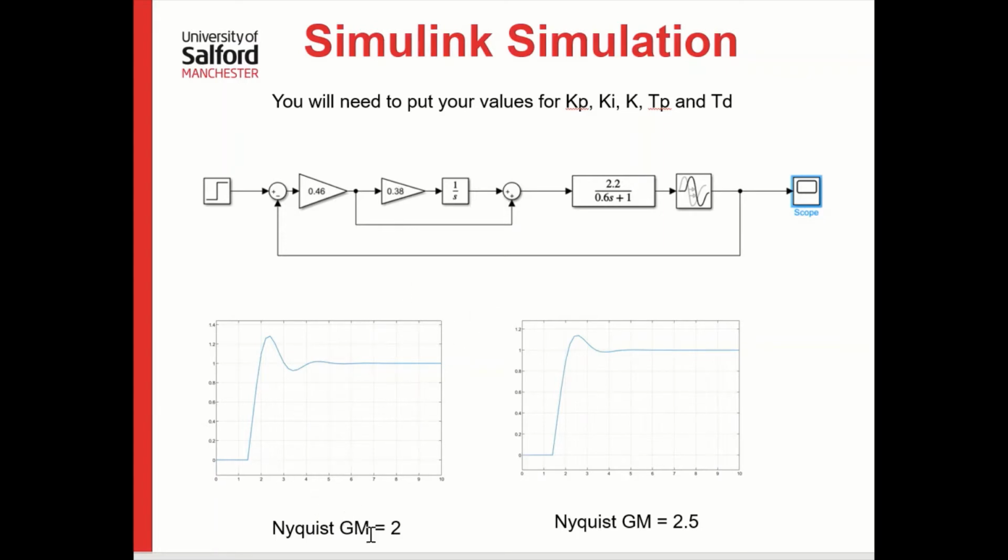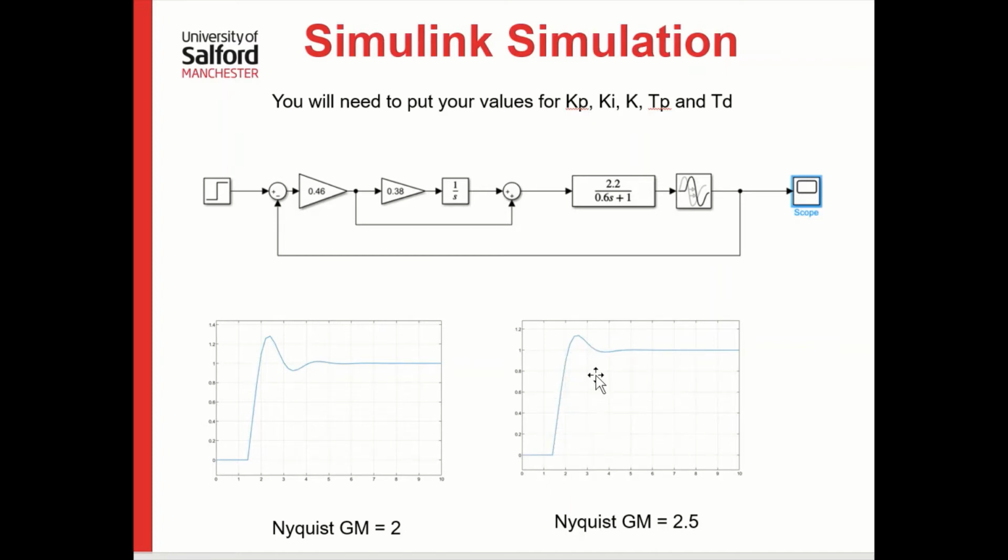The first one I'm showing you now is the Nyquist gain margin 2. This one's quite fast. It's got quite a bit of overshoot, a bit of undershoot. Not a bad design, just a little bit too much overshoot for me. Gain margin 2.5 is the next design, so I've changed the gains, and this is my design for gain margin 2.5.